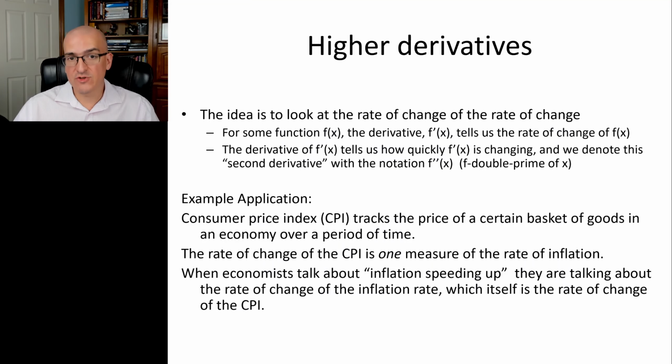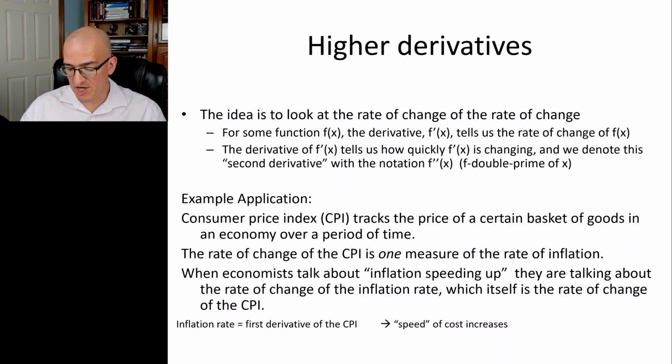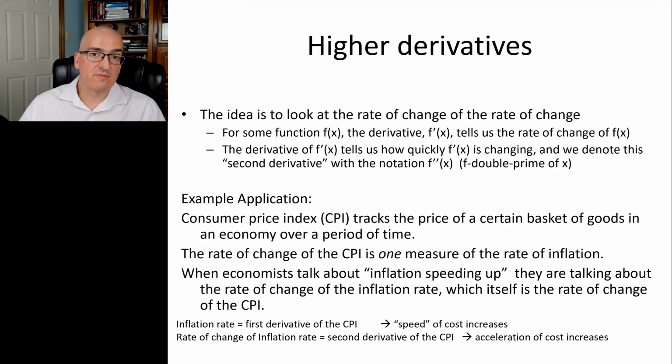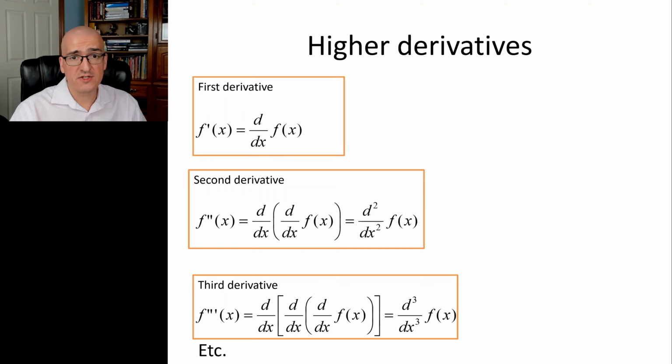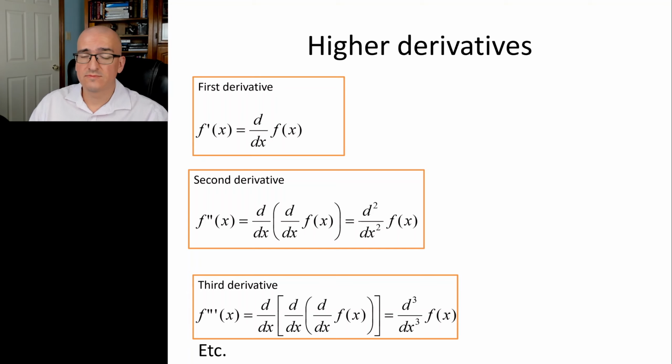It is a second derivative of the CPI to say that inflation is speeding up. It's the rate of change of the rate of change. So the inflation is already a derivative, and then the rate of change of the inflation then must be a second derivative, just like an acceleration. It's an acceleration of the change in the price of goods.